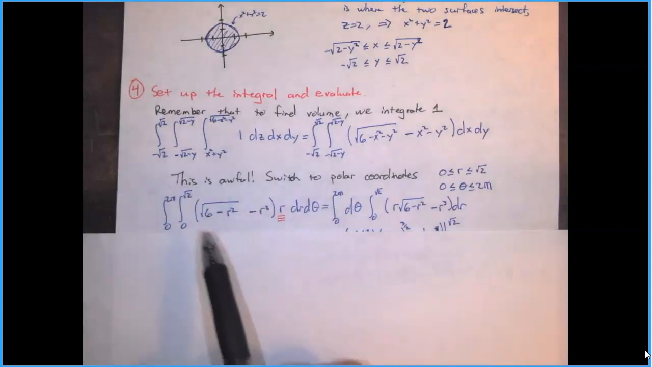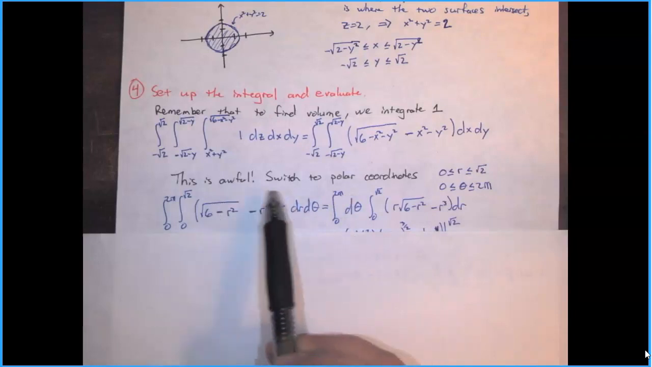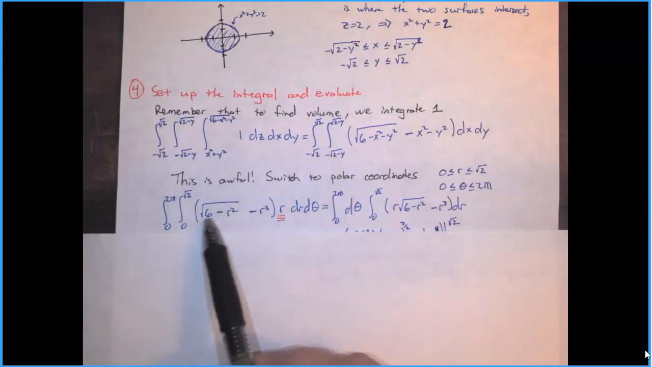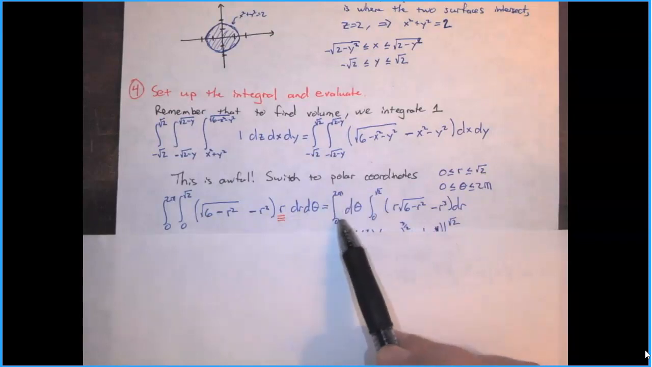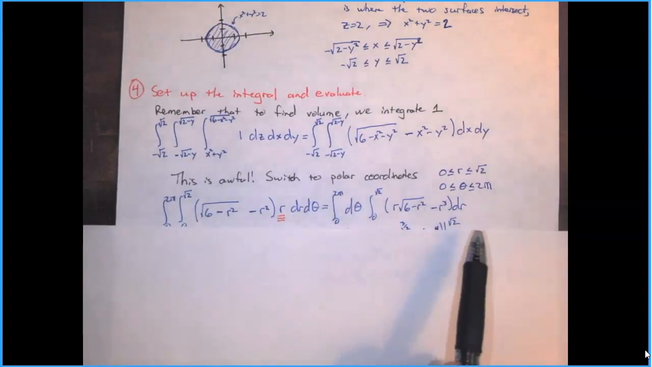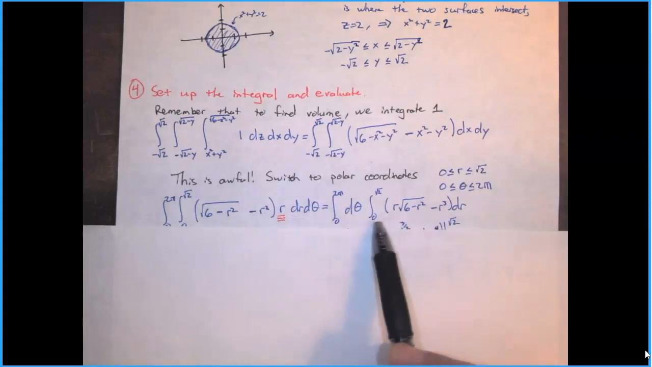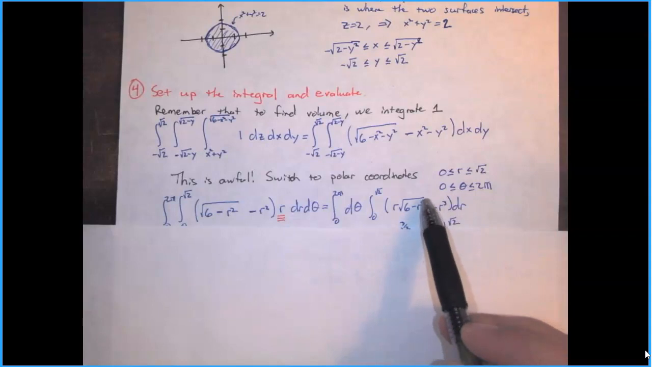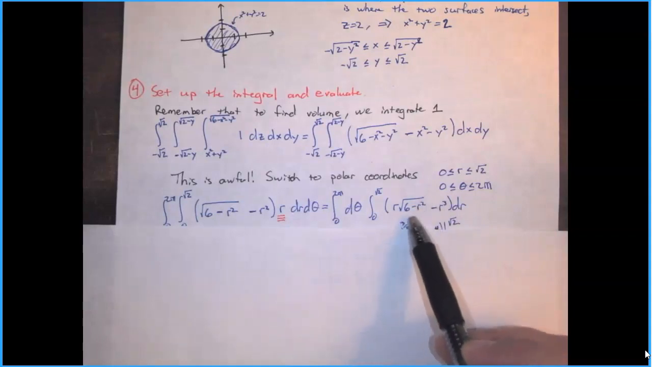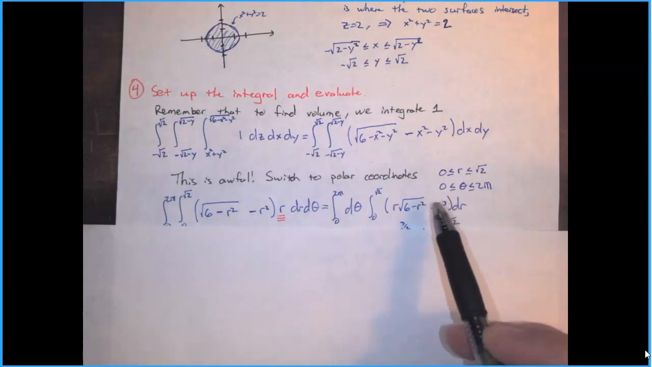I don't have any variables in my bounds. There are no thetas in this function, so I can just pull this d theta all the way out here, and that's exactly what I did. So this integral is just 2 pi, and now I need to evaluate this integral in r. I've distributed the r that I had to multiply by when I switched to polar, and I need to do a u substitution here. I've done u substitutions similar to this a couple times before, so I'm not going to write it out this time.